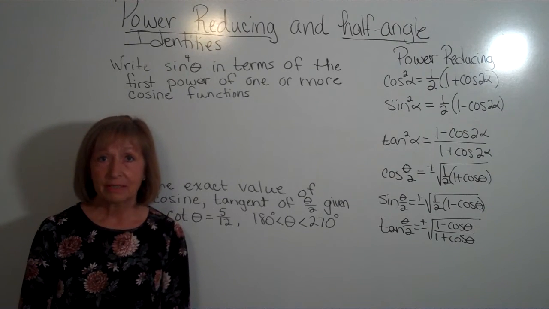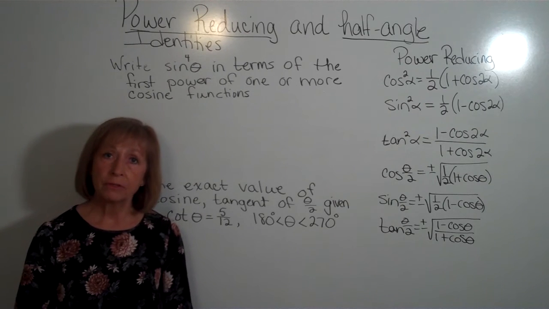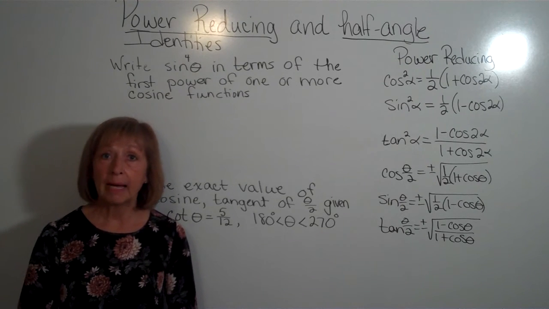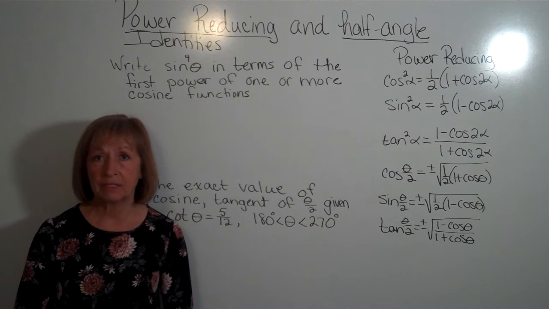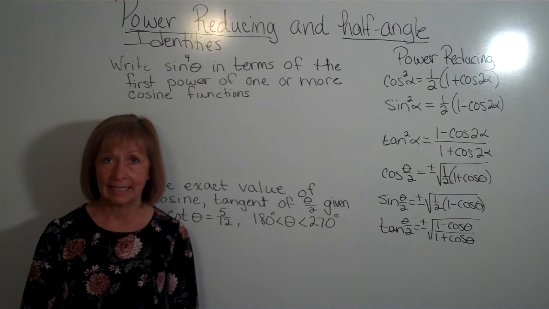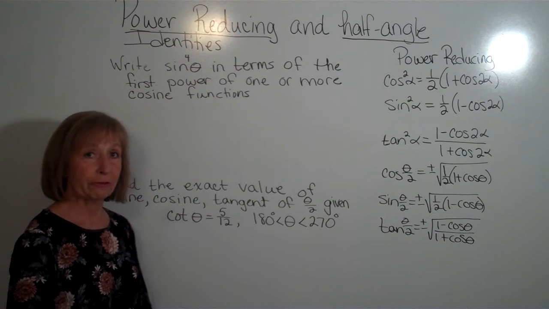Now for the examples. The examples that I'm going to do, the first one is going to be an example of a power-reducing identity type question, and then the second one is going to be with the half-angle identities. So let's look at the first one.